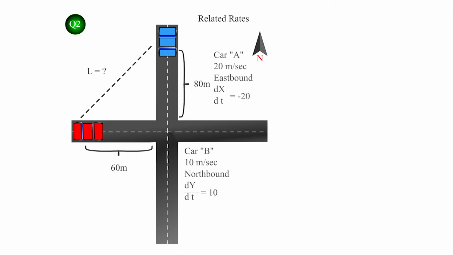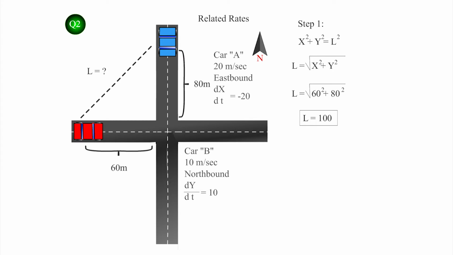This gives us a right-angled triangle. Let's name the hypotenuse L. To find the length of L, we can use the equation x squared plus y squared equals L squared and plug in the numbers, which would give us L equals 100 meters.